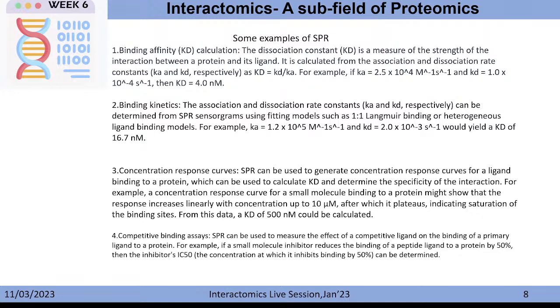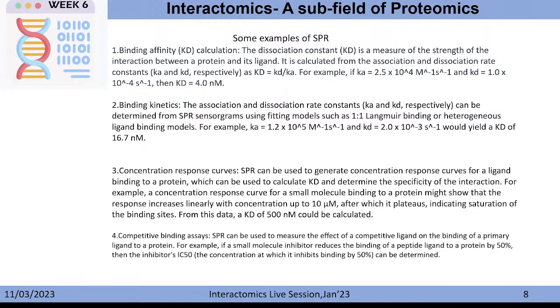So here, the binding affinity is the KD calculation. The dissociation constant is a measure of the strength of the interaction between a protein and its ligand. It is calculated from the association and dissociation rate constants. If the KD is given as such, then KD will be 4.0 nanomolar.